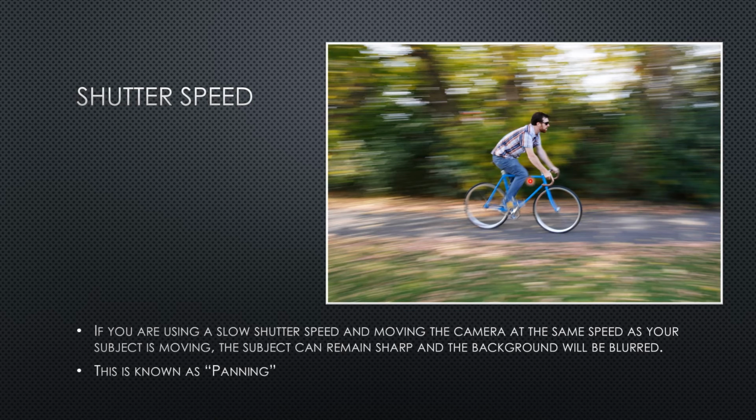But by panning the subject, we're going to keep our camera focused on the rider and actually move the camera during the exposure, keeping the rider in the center of the focus, therefore keeping the rider in sharp focus and letting the background go completely blurred.